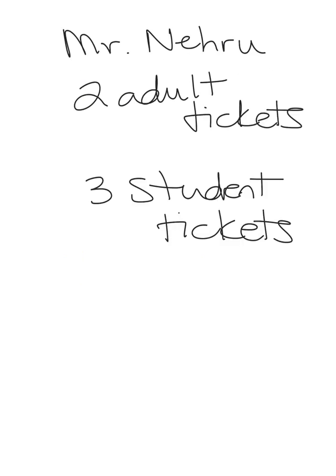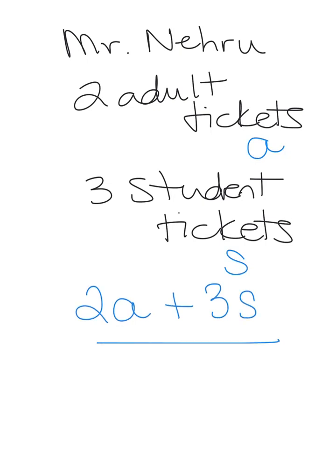The next problem talks about Mr. Nehru. He bought 2 tickets for adults and 3 student tickets for his family to attend the planetarium show. Write an algebraic expression that represents the total cost for his family to attend the show. Let A be the cost of adult tickets, and let S be the cost of the student tickets. So there's 2 adults going. The value of each ticket is A, so it's going to be 2 times A. Can't forget the kids, so there's the plus. Mr. Nehru is taking 3 students, so he has 3 times S. So my algebraic expression is going to be 2A plus 3S.